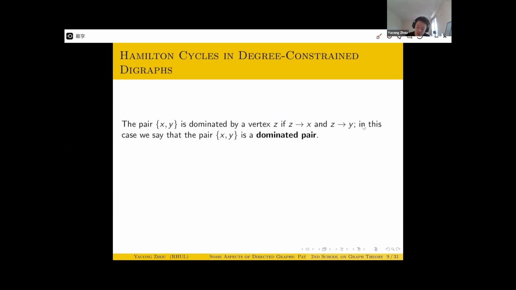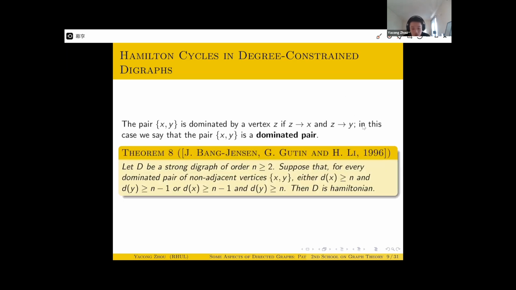A pair of vertices X and Y is said to be a dominated pair if there exists a vertex Z that dominates them both. The following theorem, proved by Bang-Jensen, Gutin, and Li, gives us a sufficient condition for a digraph that might have Hamilton cycles to have a Hamilton cycle. Namely, let D be a strong digraph. Note that we already showed that strong is a necessary condition for a digraph to have a Hamilton cycle.